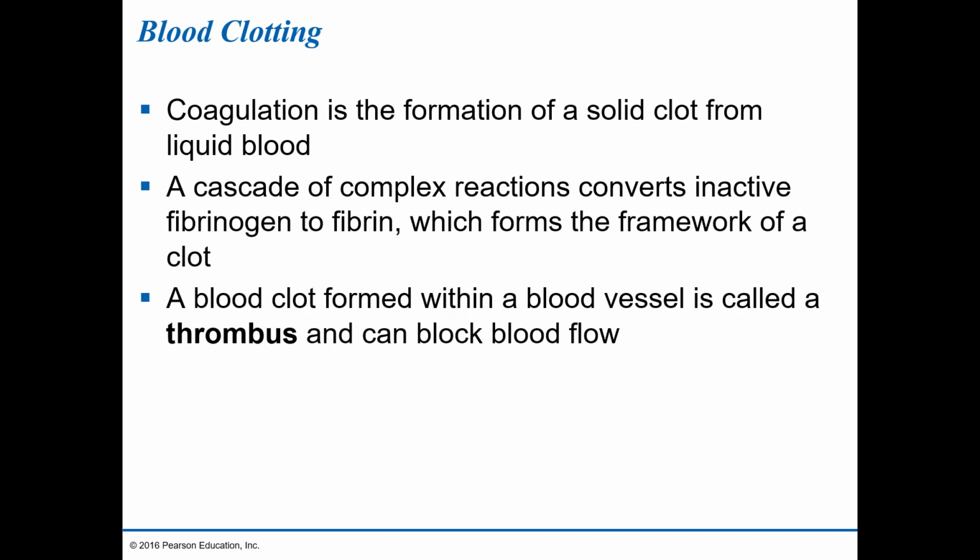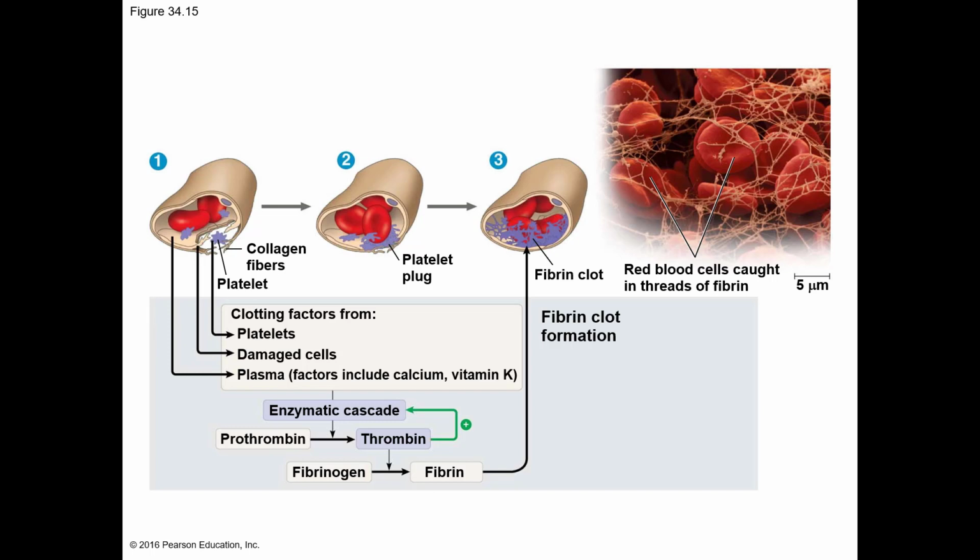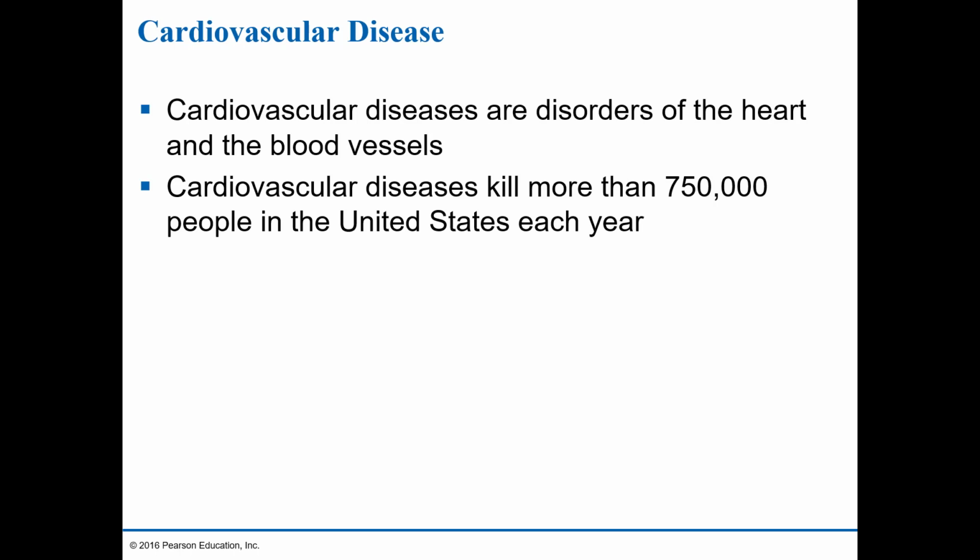And so what happens is coagulation is the formation of a solid clot from liquid blood, and a cascade of complex reactions forms this blood clot. A blood clot formed within a blood vessel is called a thrombus, and it can block blood flow. So when it's not acting properly, you get a thrombus, and that's when you basically get a clog, right? And it can kick out, and it can throw a clot into the lungs, which is detrimental. It can throw a clot into the brain. So a thrombus is not a good thing to have within a blood vessel.